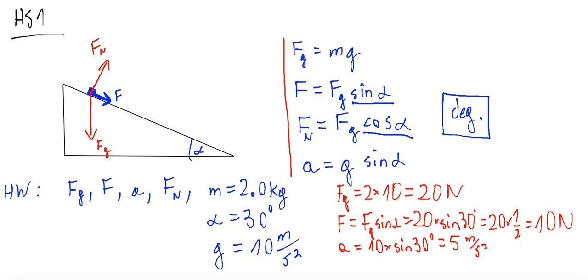And finally, normal reaction force, which is given by Fg times cosine of the angle, so 20 times cosine of 30 degrees. So let me calculate. It is 0.866, and this times 20 is equal to 17.3. Of course, newtons. I hope that your results are the same or almost the same. Again, all equations were given, so it was not challenging.